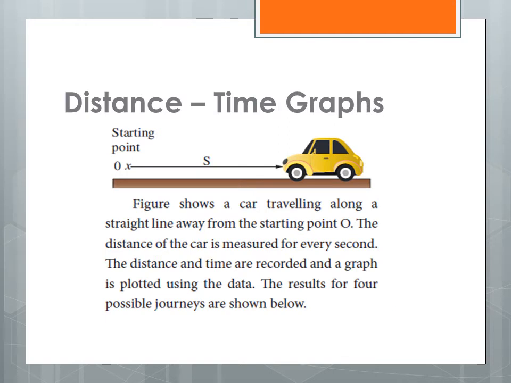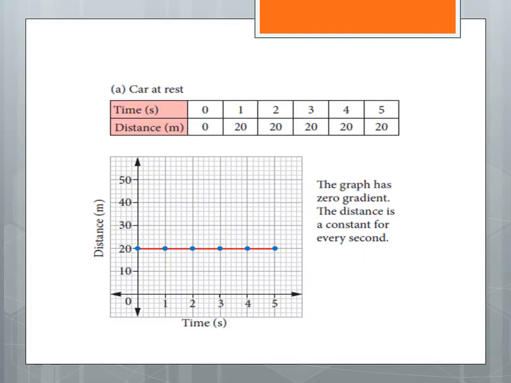Distance time graphs. Figure shows a car traveling along a straight line away from the starting point O. The distance of the car is measured for every second. The distance and time are recorded and a graph is plotted using the data. The results for four possible journeys are shown below. Graph is given, let's see. Car at rest.